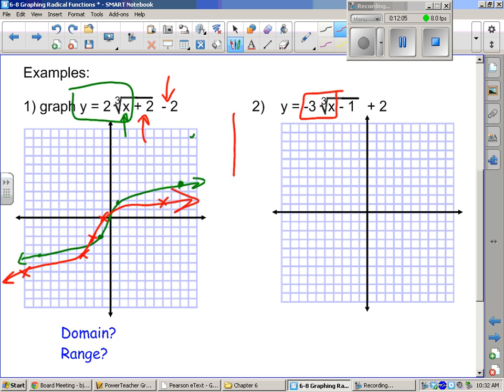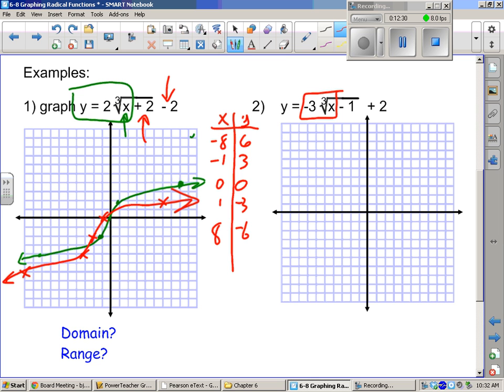So we'll do our t-chart again. x and y. So we're still going to choose negative 8, negative 1, 0, 1, and 8. Negative 8, cube root of that is negative 2 times negative 3 is 6. Negative 1, cube root is negative 1 times negative 3 is 3. We get 0. Then we have negative 3 and negative 6.